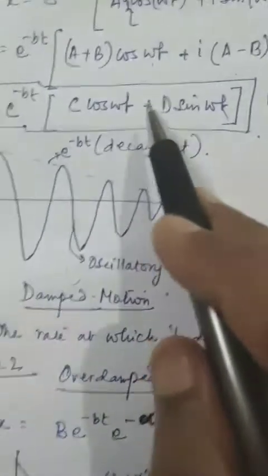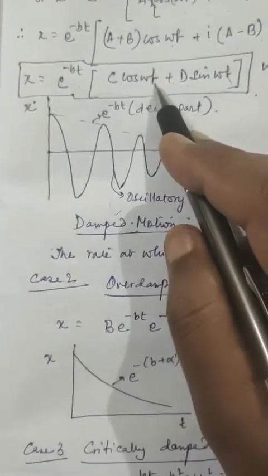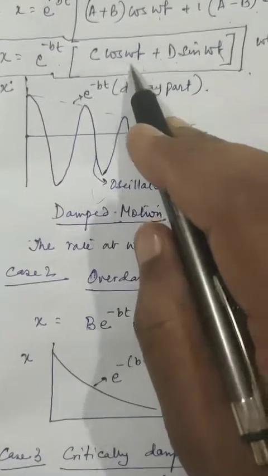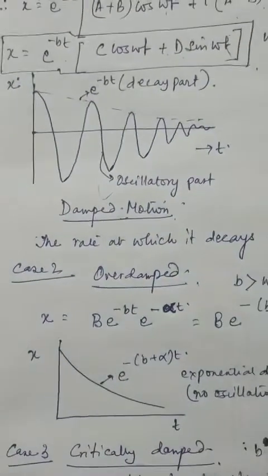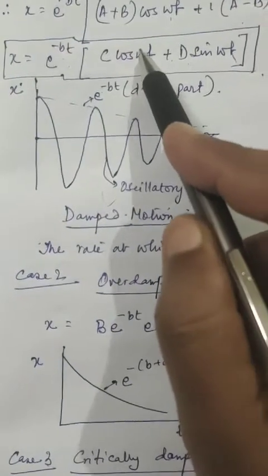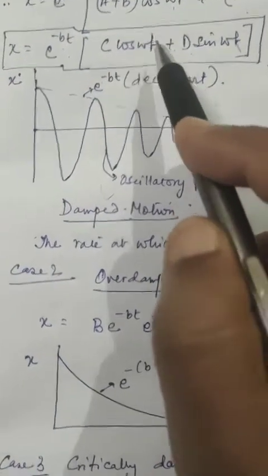Right? And one more thing, the free oscillator was oscillating at omega naught. But this damped oscillator is oscillating at frequency omega. You can see, omega is not equal to omega naught.